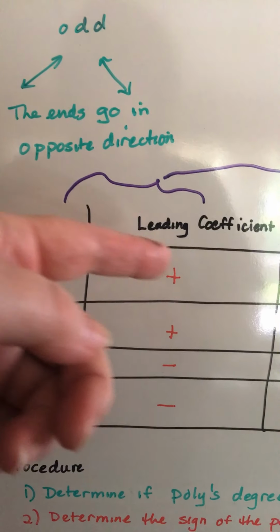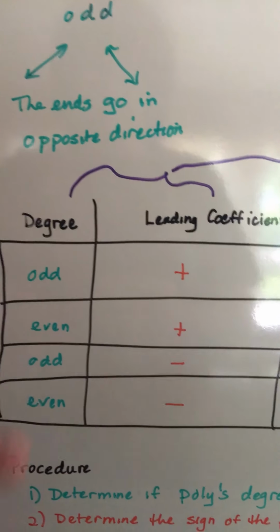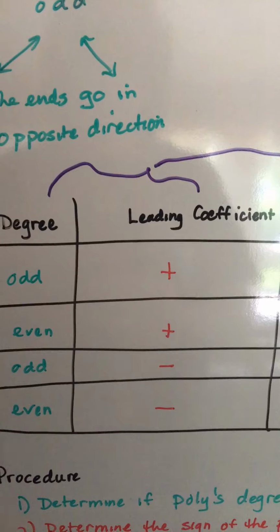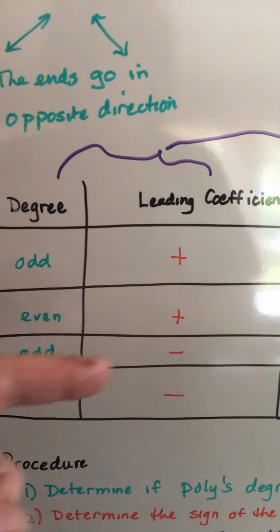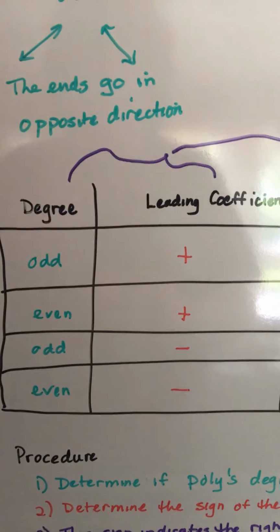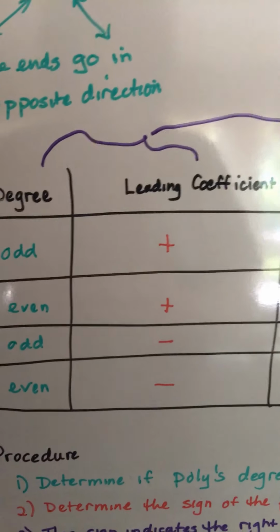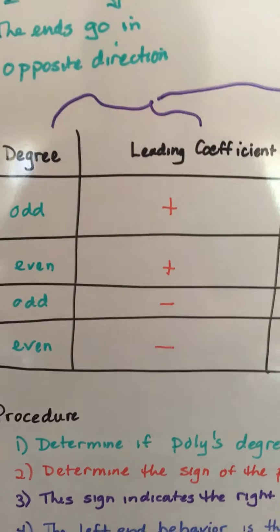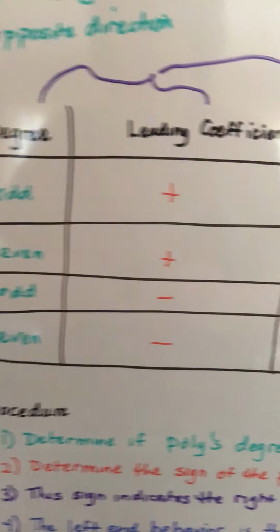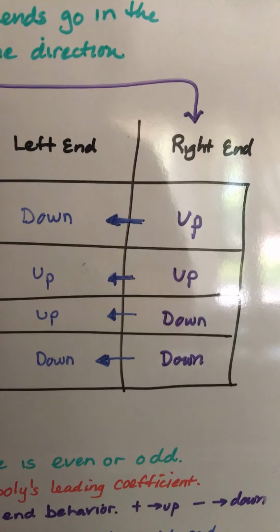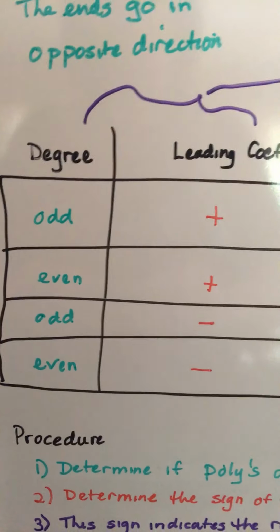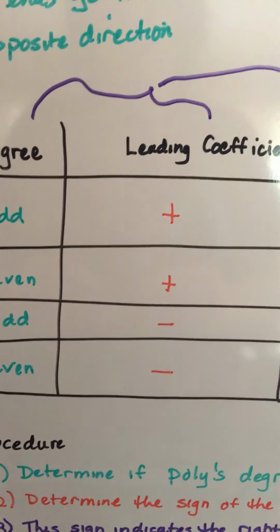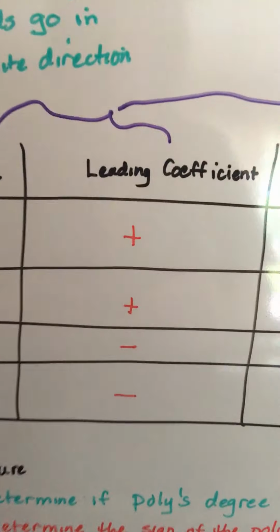You could be odd and your leading coefficient is positive. You could be even and your leading coefficient is positive. You could be odd and your leading coefficient is negative. You could be even and your leading coefficient is negative. Now, this determines your right-end behavior. Notice left appears before right, but you don't determine your left-end behavior until you've got your right-end behavior.